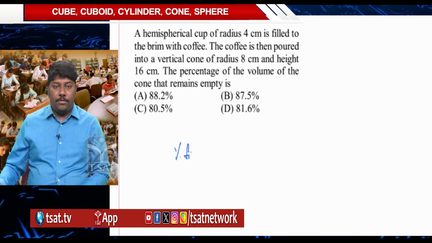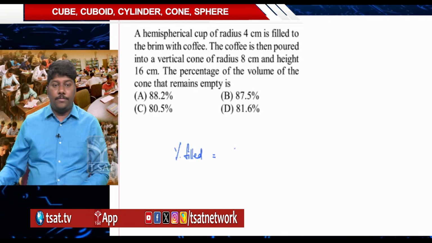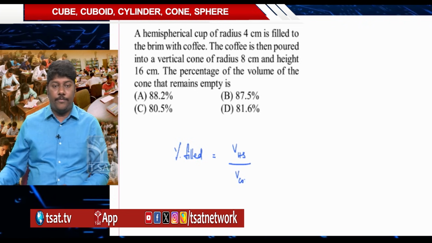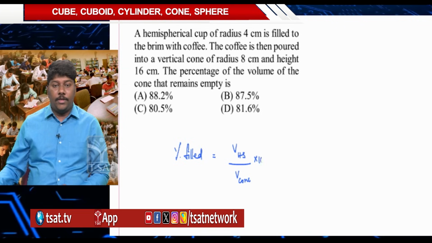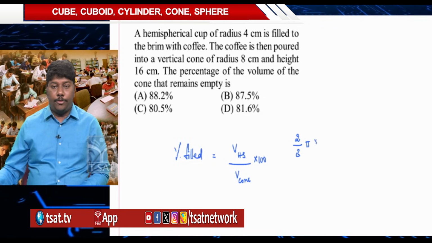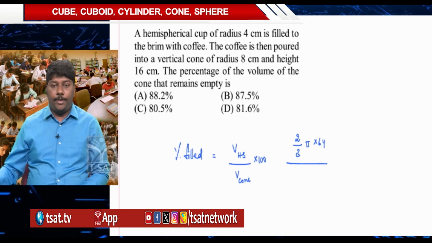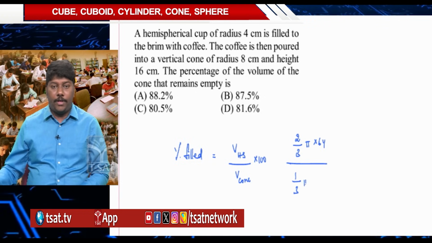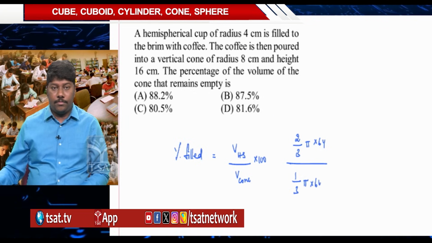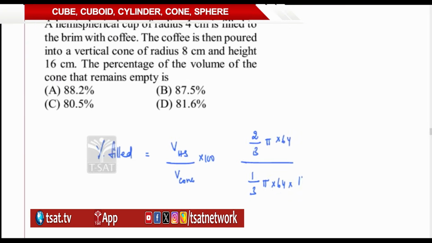Percentage filled is equal to, in the numerator, the volume of the hemisphere, and in the denominator, the volume of the cone, because you are filling the cone by using a hemisphere. The volume of a hemisphere is 2/3 of pi r cube. R is 4, therefore 4 cube, 64, divided by 1/3 of pi r square. Radius is 8, therefore 64. Height is 16, into 100.